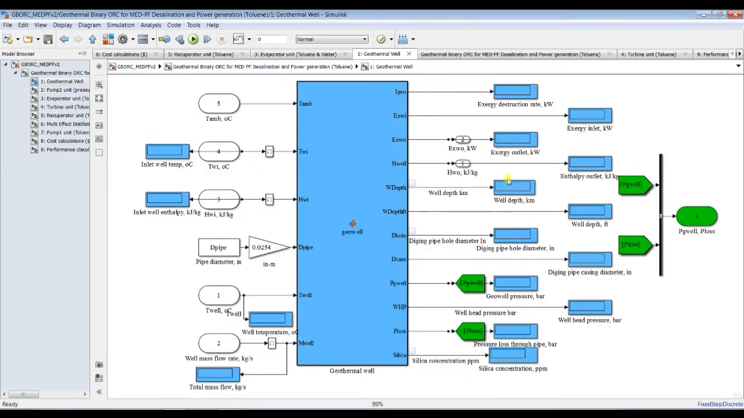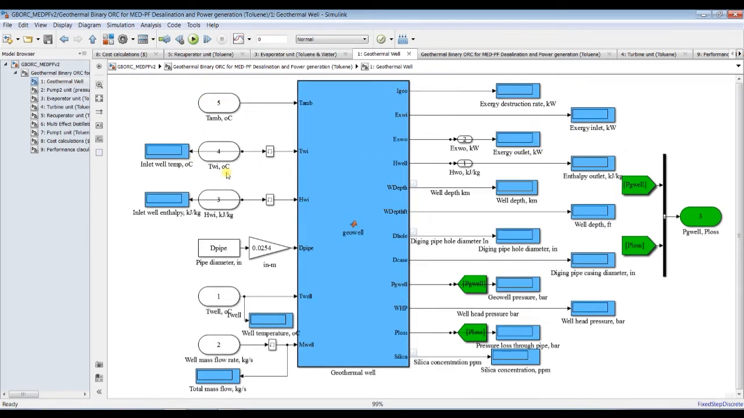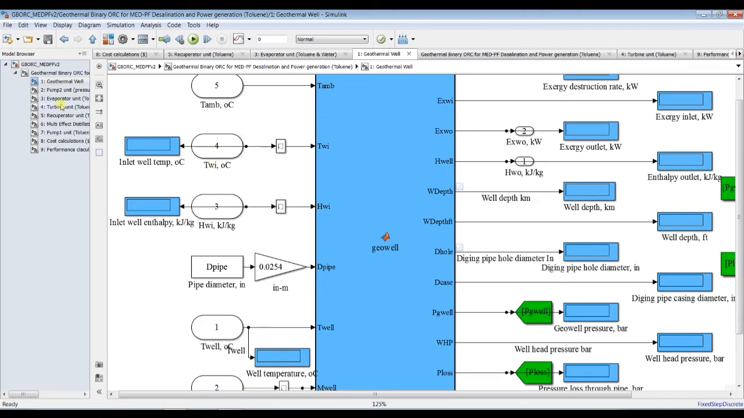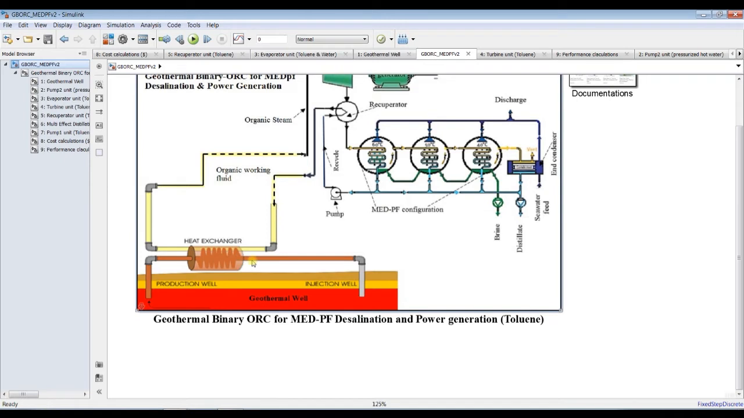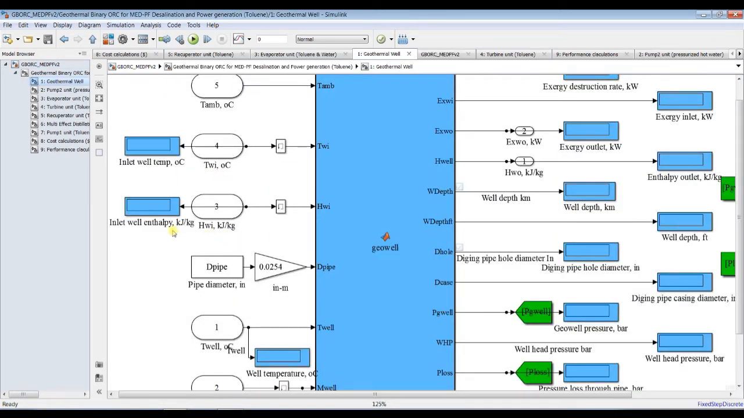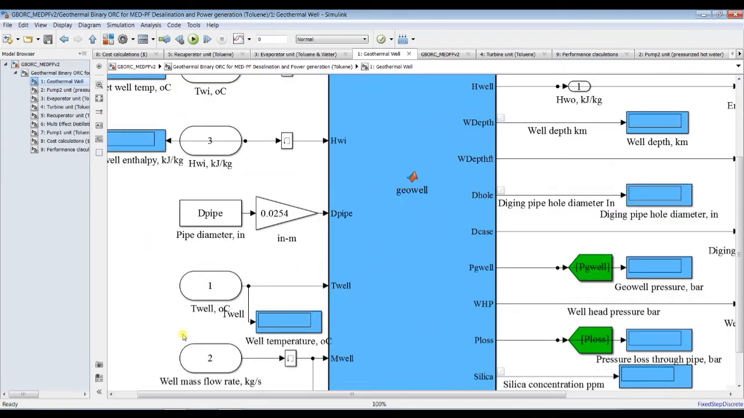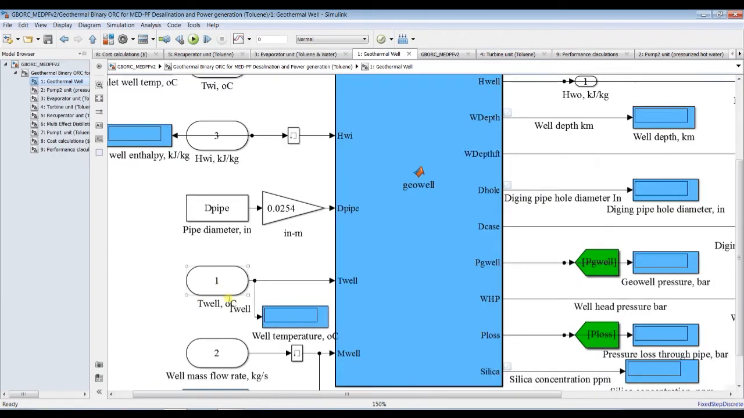Anyway, these are outlets based on ambient temperature, inlet well temperature. This is the inlet well stream temperature. This one is the stage after the boiler heat exchanger unit. This is the inlet well temperature, and this is the enthalpy of this stream, and this is the well temperature, top steam well temperature. We have to discover this one.